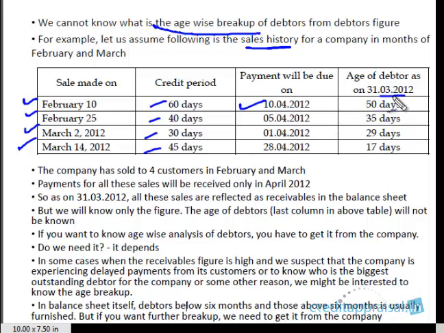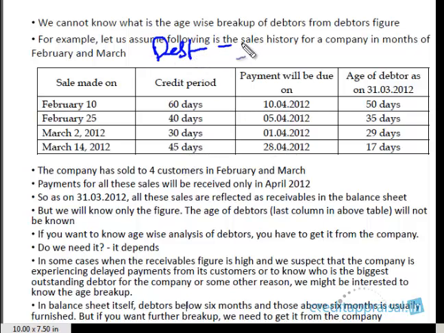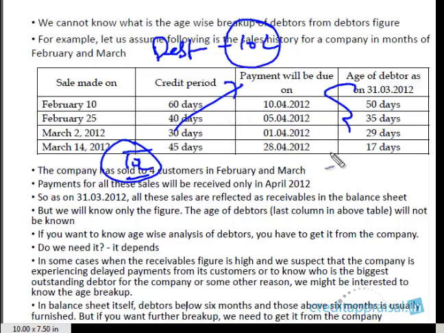Then as on this balance sheet date of 31/3/2012, if you calculate the age of debtors, since the sale was made on February 10th, the age of the debtor is 50 days. In February there are 20 more days, and in March, 30 days. So that is 50 days, the age of debtors. You can calculate the age of debtors like this. But if you see the balance sheet, you will see just the amount, debtors, some 10 lakhs. The total sales of all this will be directly reflected, but this breakup you won't be getting. So you cannot know the quality of debtors, how old these debtors are.